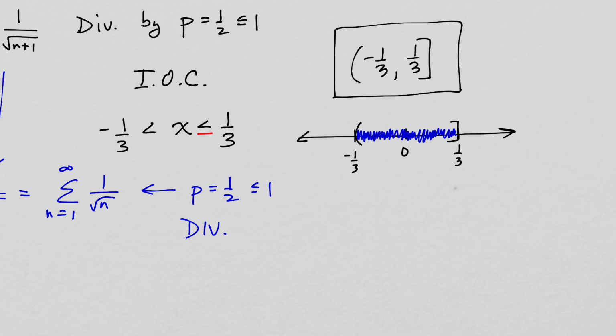Okay, so what is your radius? Well, the radius is the distance between here and here. And so clearly that distance is 1/3. So the radius of convergence is 1/3.